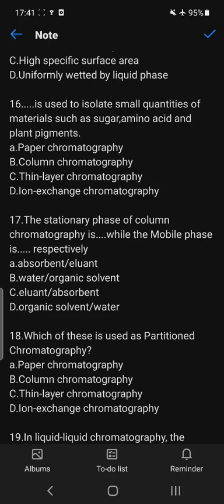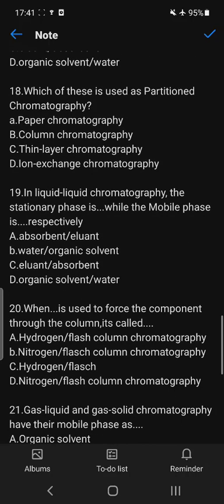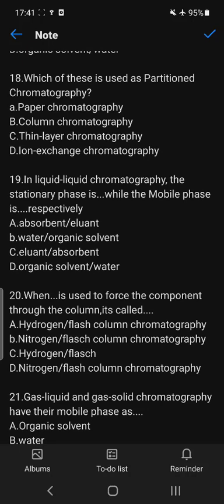Take note of that. Number 18, which of these is used as partition chromatography? Yes, I did say that while explaining paper chromatography in the previous question. So the answer is paper chromatography. I believe you are enjoying the questions. They are very easy. All right, number 19, in liquid chromatography, the stationary phase is dash while the mobile phase is dash respectively. I also explained this just now.